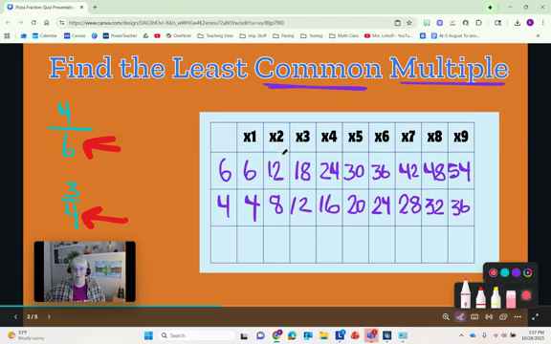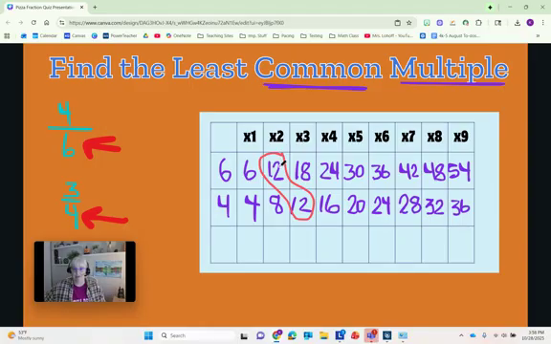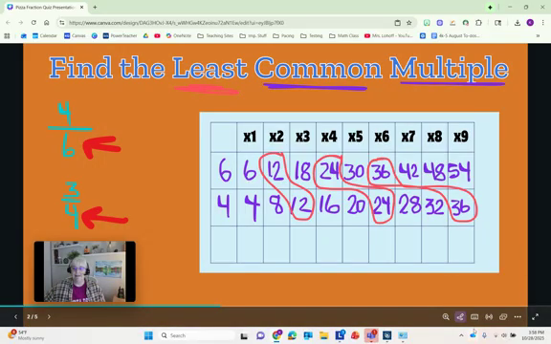We have the number 12 in both the row for 6 and the row in 4. They have that in common. And I noticed something else. They also have 24 in common, and they also have 36 in common. So they have 3 common multiples. We want to pick the one that is the least, or the smallest. So we have 12, 24, or 36. Which one is the least? Which one is the smallest number?